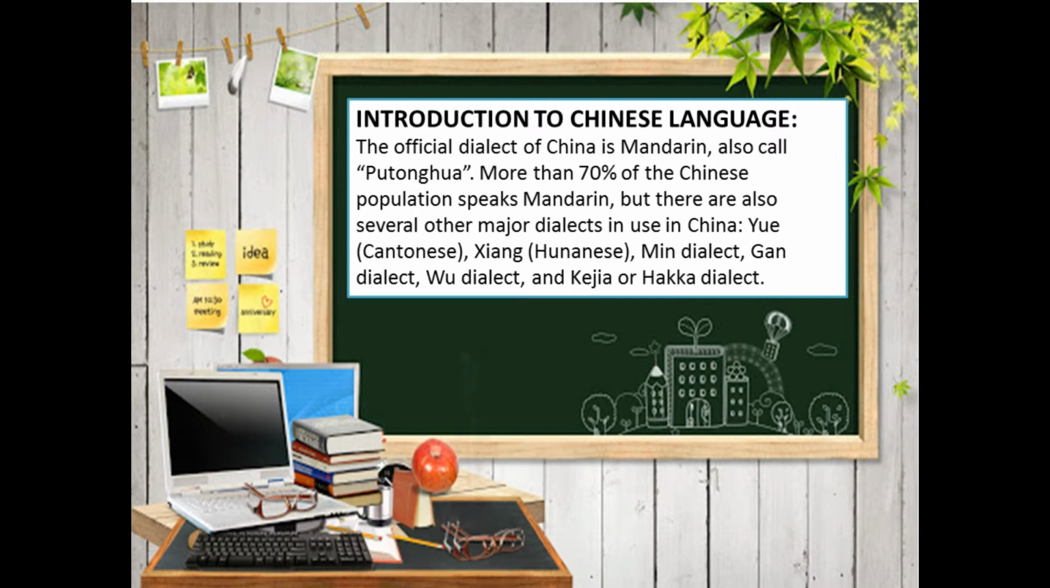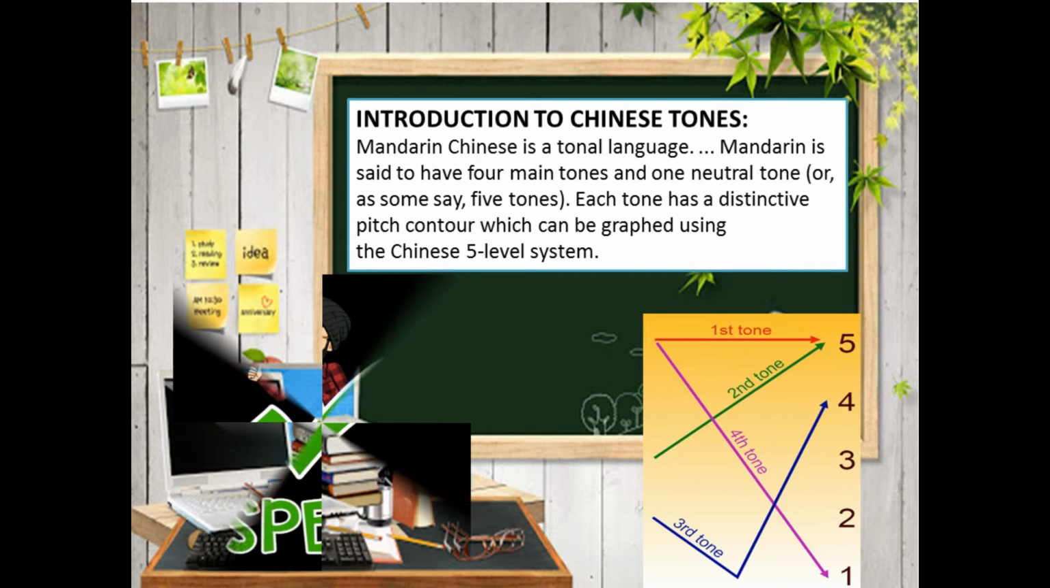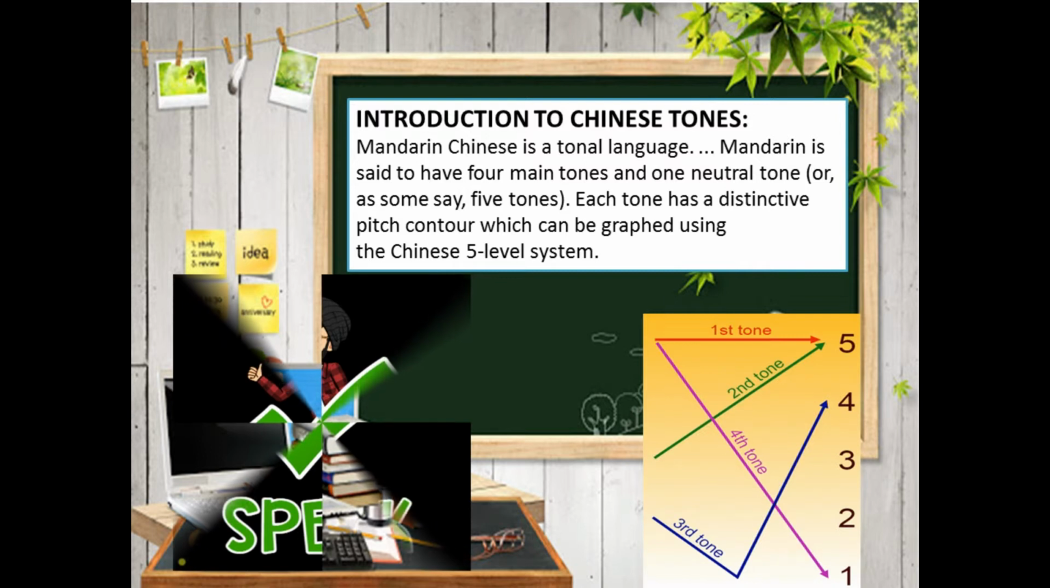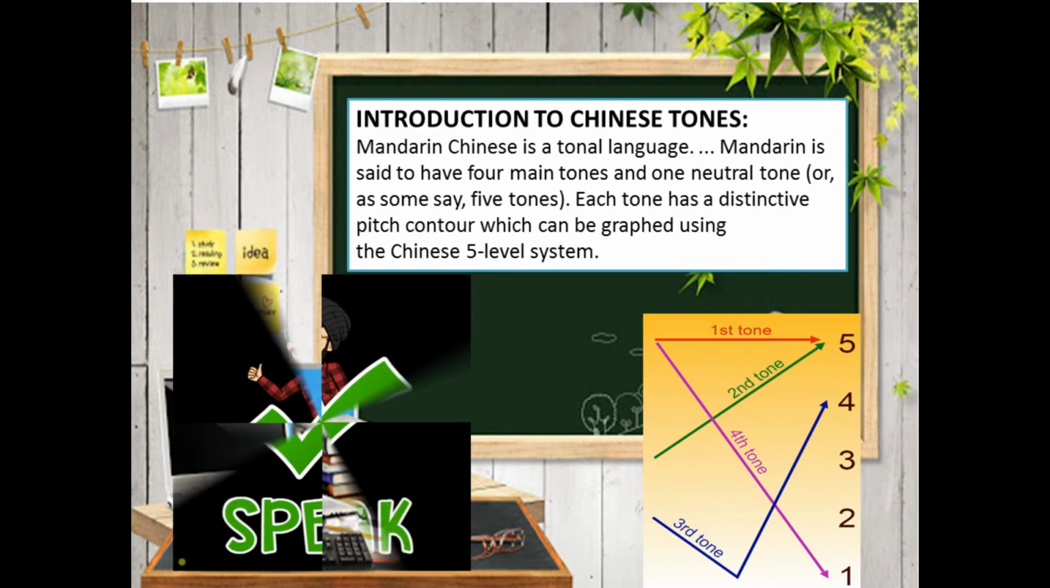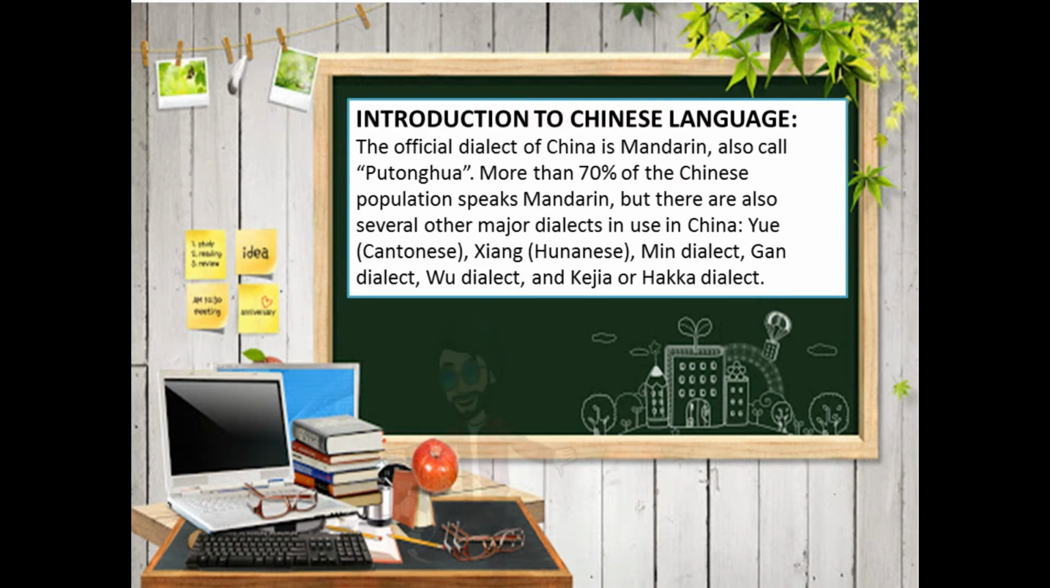But there are also several other major dialects in use in China: Yue (Cantonese), Xiang, Min, Gan, Wu, and Kejia or Hakka. These are the many dialects that Chinese people have, but we will focus only on Mandarin, as the major part of China speaks and understands Mandarin, and it is the official language of China. So we will start from here onwards.